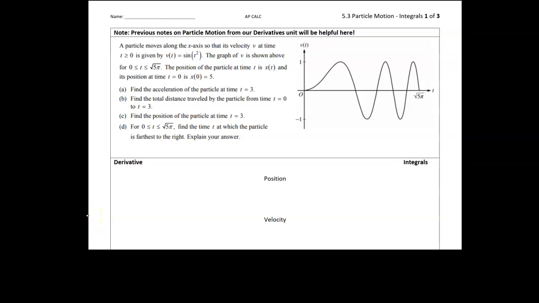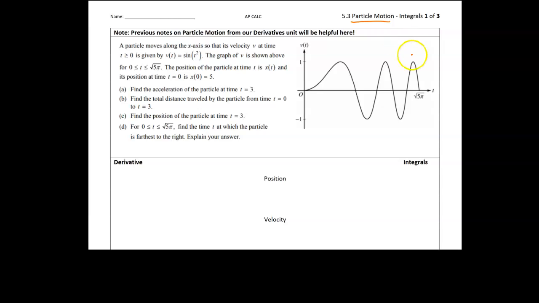All right, in this lesson we return to this idea of particle motion, and this should be super familiar because we studied this for an entire module when we were working on derivatives. Here we're going to see how integrals fit into the picture. This is also exciting because this is an FRQ from a previous AP Calc exam, and we can actually do this whole question now that we know about integrals.